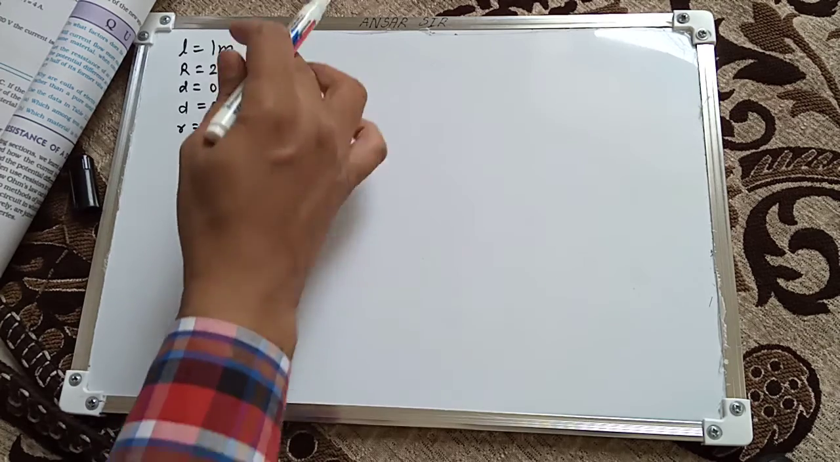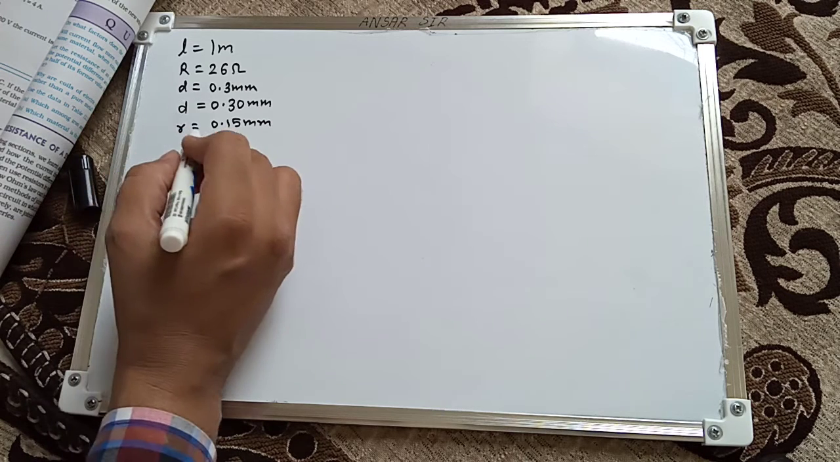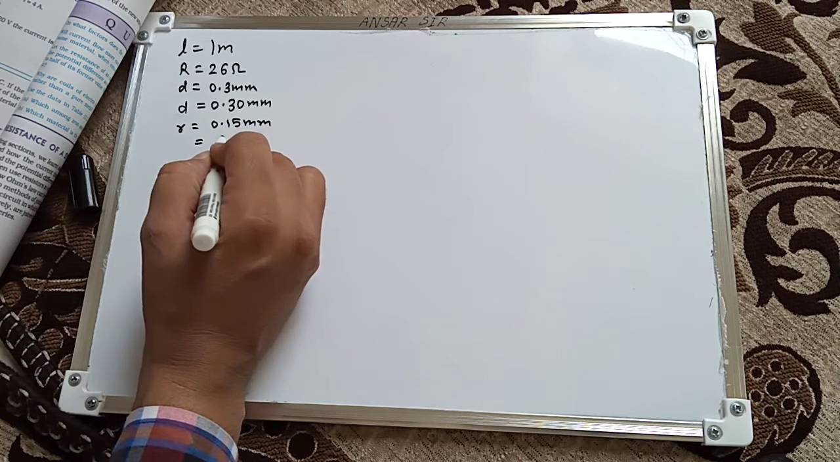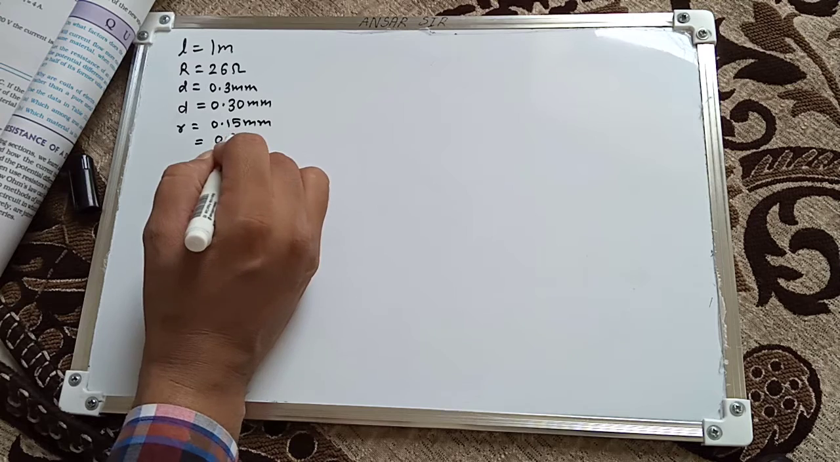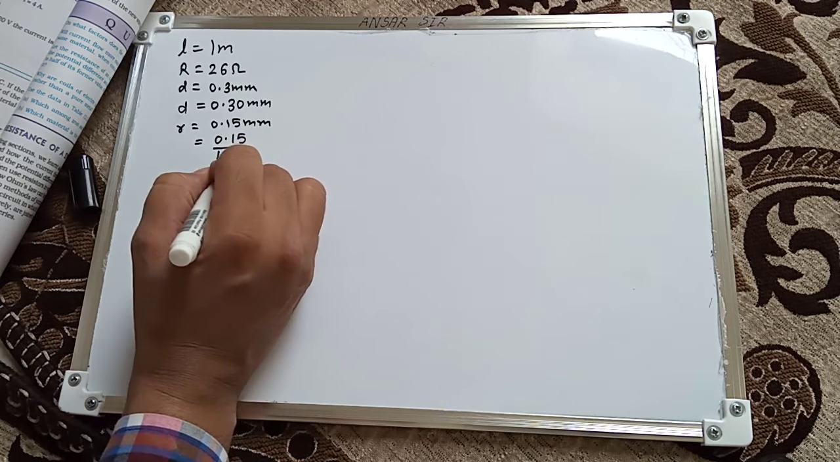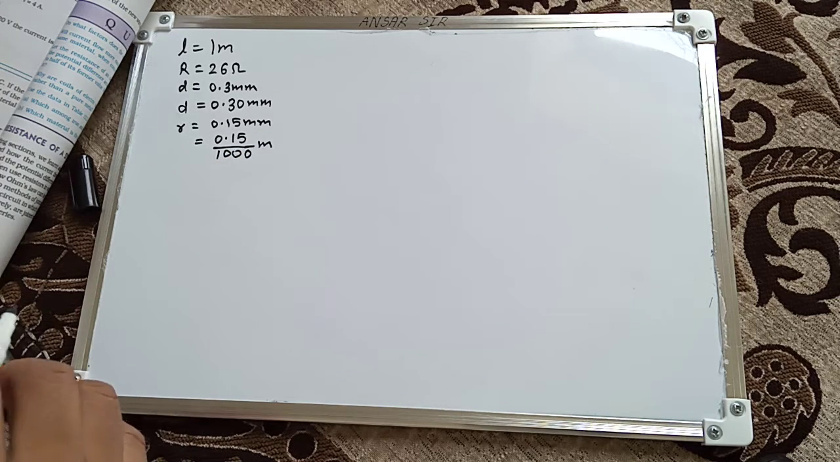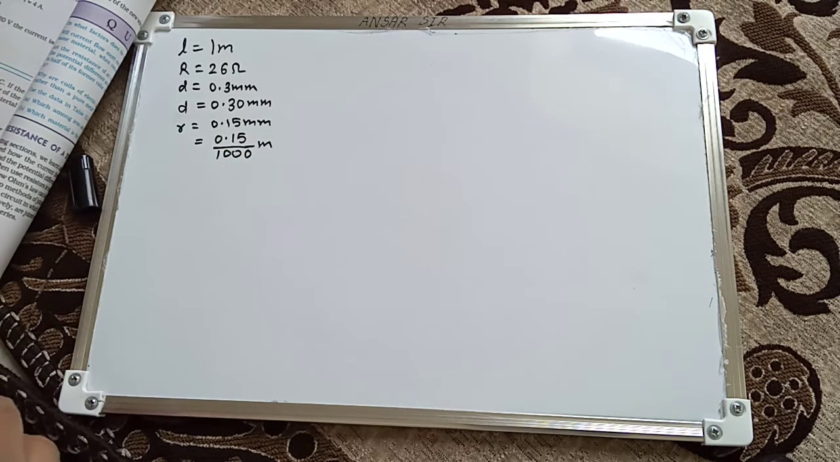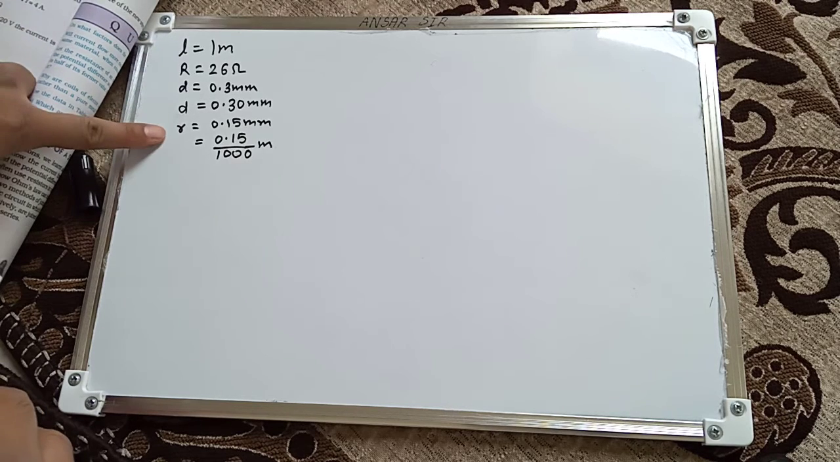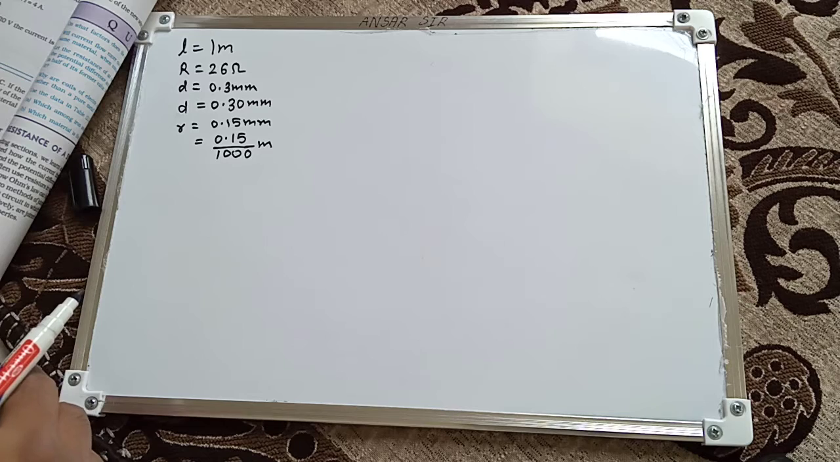But since length is given in meters, the radius also must be in meters so that the units will be the same. So let us convert this millimeter into meters. And do you know how do we convert millimeter into meter? By dividing by 1000. Now it has become meter. And do you know why we have converted to meter? Because the length is taken in meter, so radius also must be in meter. All things should be in the same SI units.